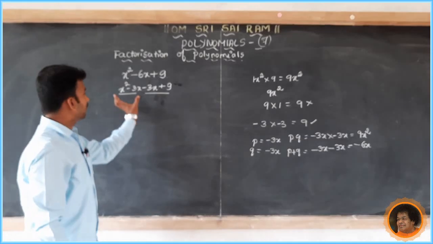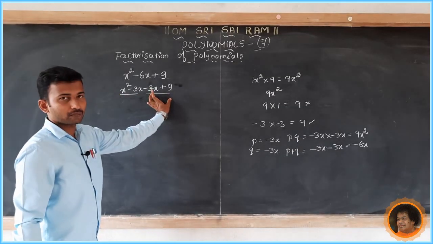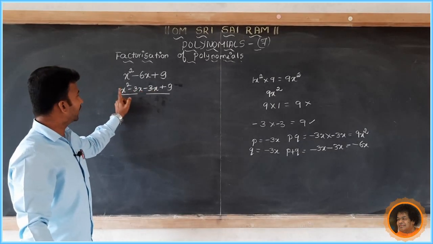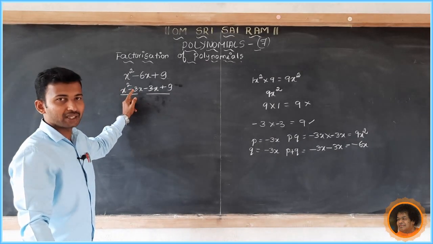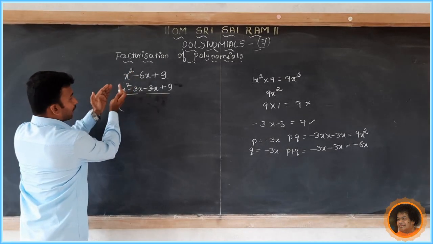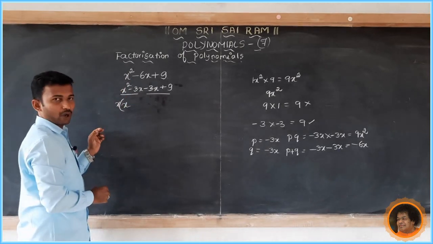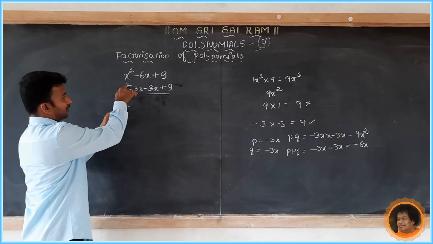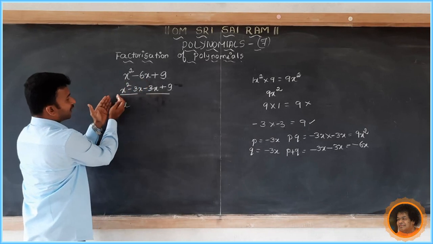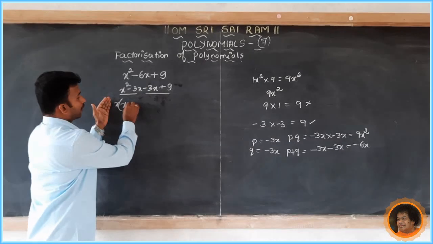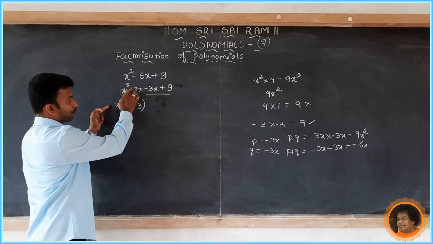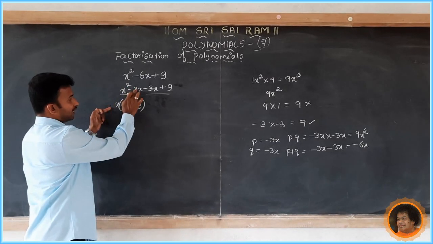Grouping the terms. First group and we have the second group. In the first group, what is the common factor? In x square and minus 3x, the common factor, that is the variable, is x only. Take out x. x square by x is equal to x, or x into x is equal to x square. It gives the product x square. Then minus 3x divided by x is minus 3, or x into minus 3 is minus 3x.